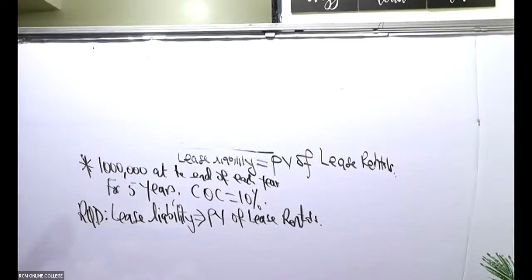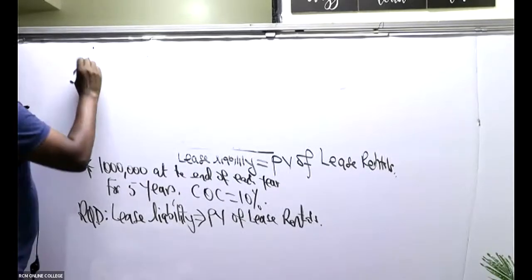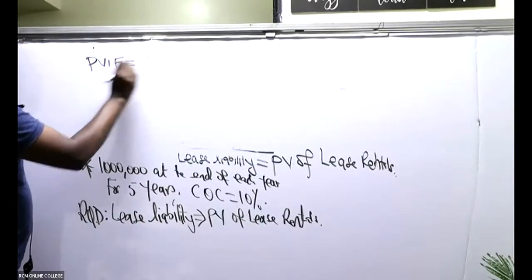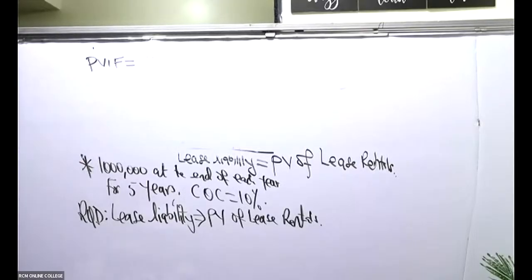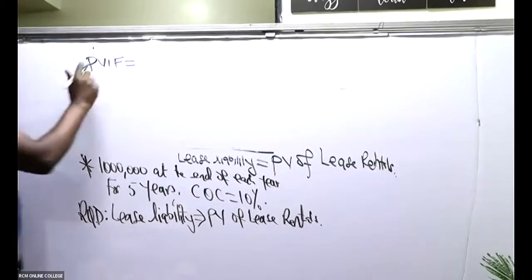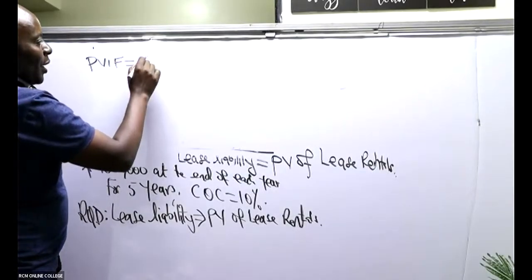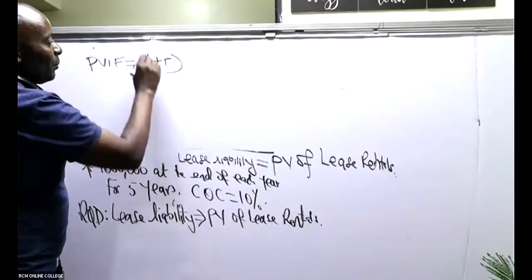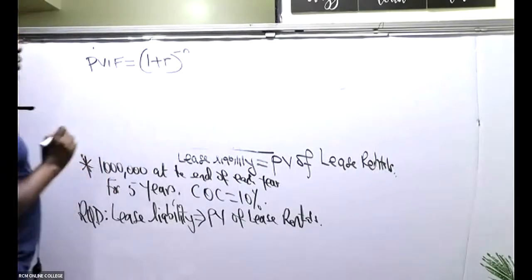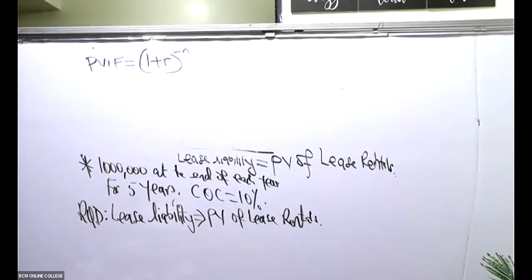So remember, we have got two discounting formulas. We have what we call the PVIF, present value interest factor. This is for the irregular ones. And normally we take 1 plus R raised to negative n, because you're discounting, we subtract up there, right? This is PVIF, present value interest factor.